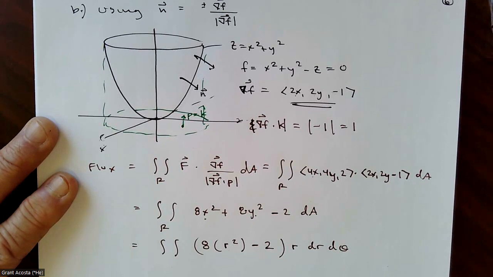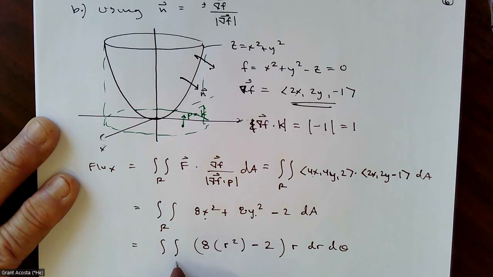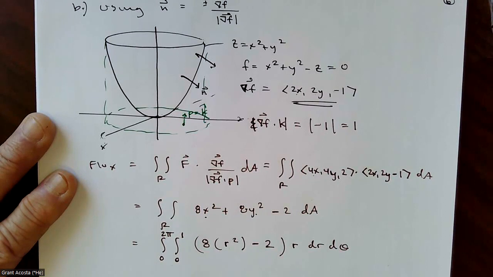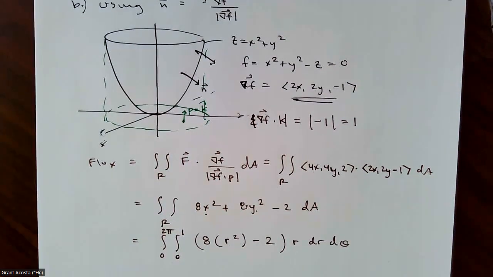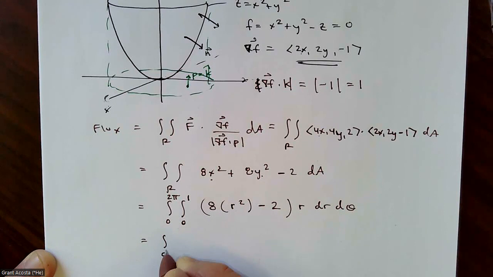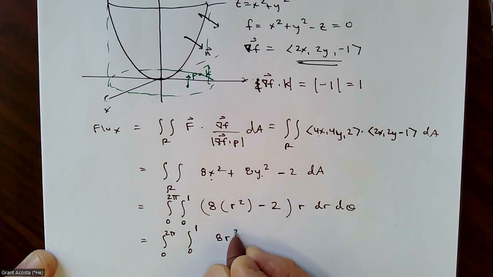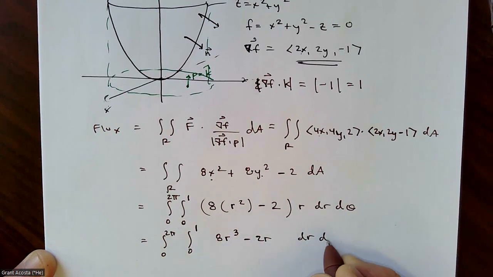And my limits of integration would go from 0 to 1 and from 0 to 2 pi. Okay, and this is a good lesson in how you can catch mistakes here, right? Because if I distribute this r, I'm left with the integral from 0 to 2 pi, and that's going to be 8r cubed minus 2r dr d theta.